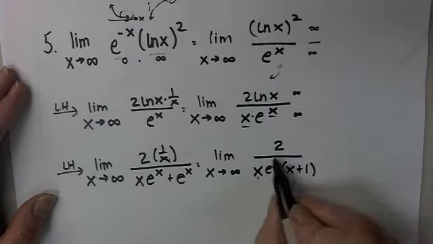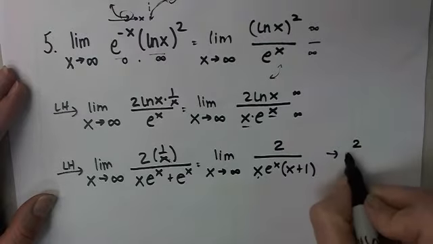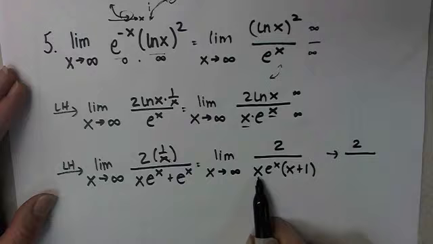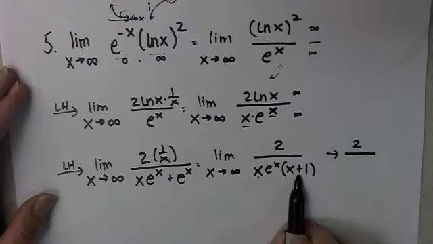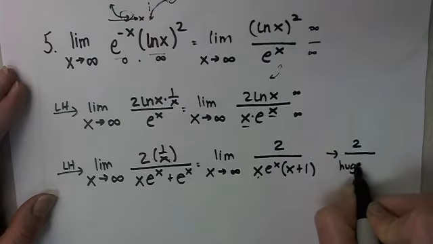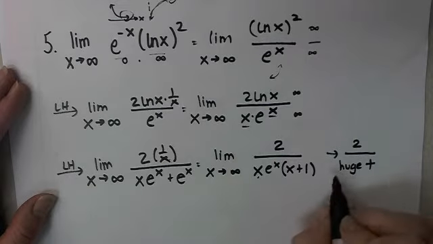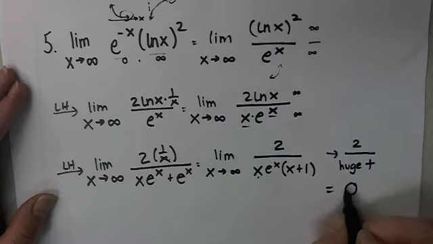Okay, so what's happening in the numerator, you just have the constant number 2, so this is not going to be an indeterminate form. In the denominator, you've got x is going to infinity. So x is big, e to the x is big, and x plus 1 is big. So this is 2 over a huge positive number, and 2 divided by a huge number is 0. So this limit is equal to 0.